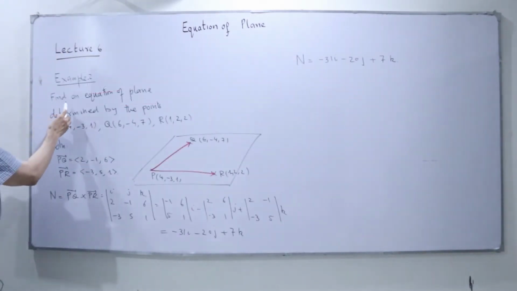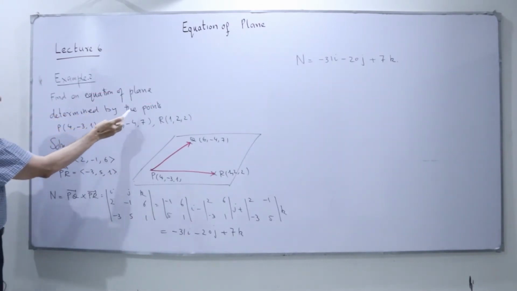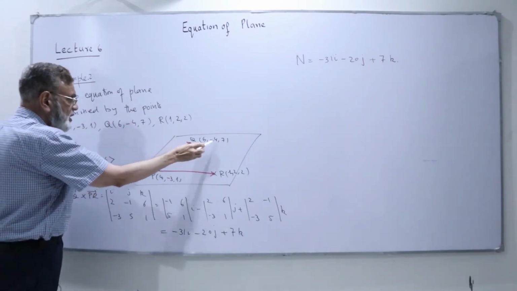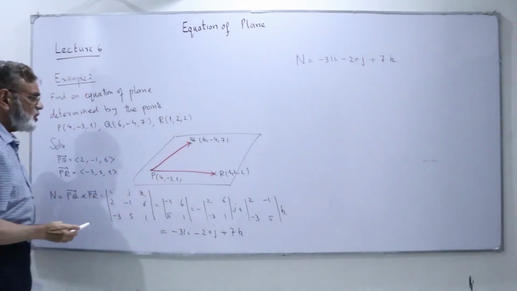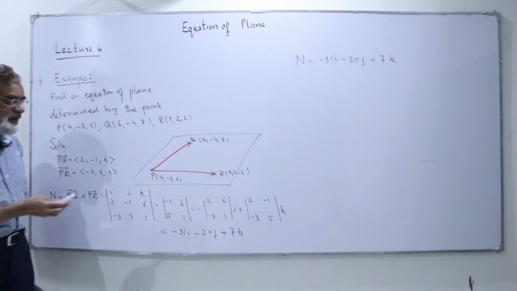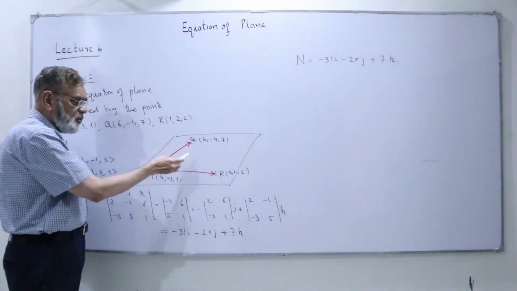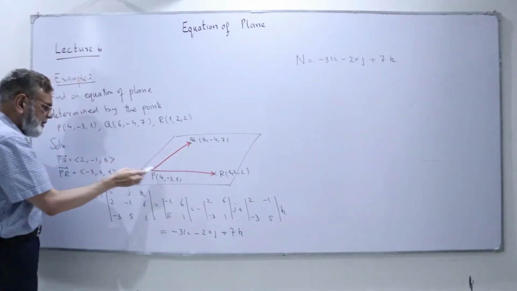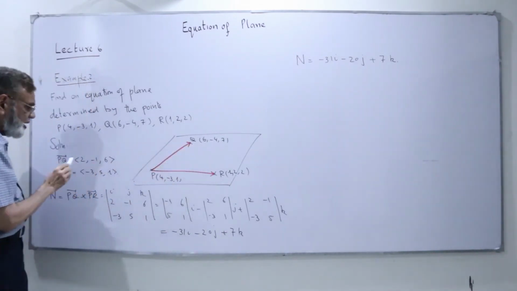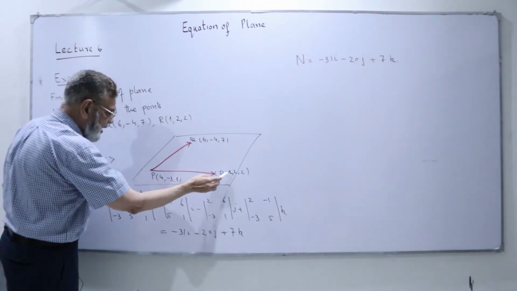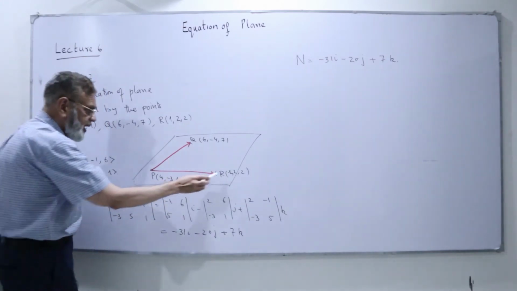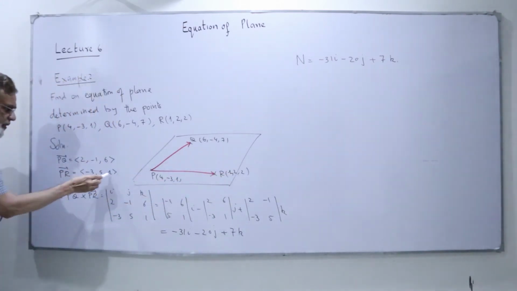We take the example: find an equation of the plane determined by the points P(4, -3, 1), Q(6, -4, 7), R(1, 1, 2). As I explained before, we need two vectors in the plane: vectors PQ and PR. For PQ, 6 minus 4 is 2, minus 4 plus 3 is minus 1, 7 minus 1 is 6. For PR, 1 minus 4 is minus 3, 2 minus 3 is 5, and 2 minus 1 is 1.